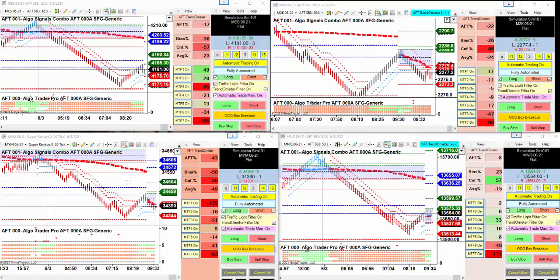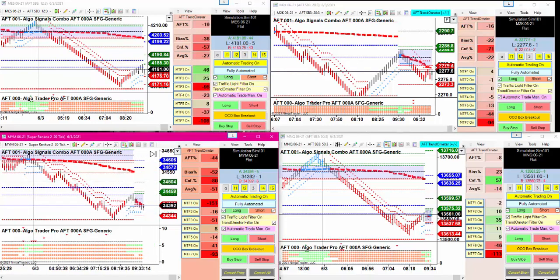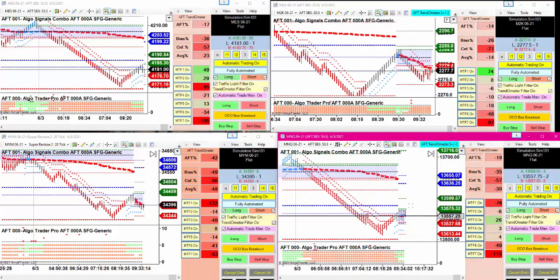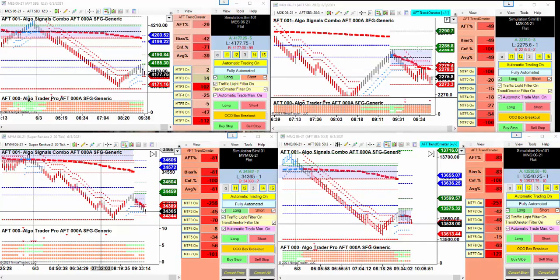You can see your YM at the bottom end of that range. AFT is at minus 44. Traffic light filter is mixed. And our MNQ here is just in the middle of its no trade zone. So we'll see, but here's an instance where maybe it filtered out a potentially good trade. We'll see. Or that AFT percentage not being strong enough is telling us that, hey, this market may not get follow through to the downside.